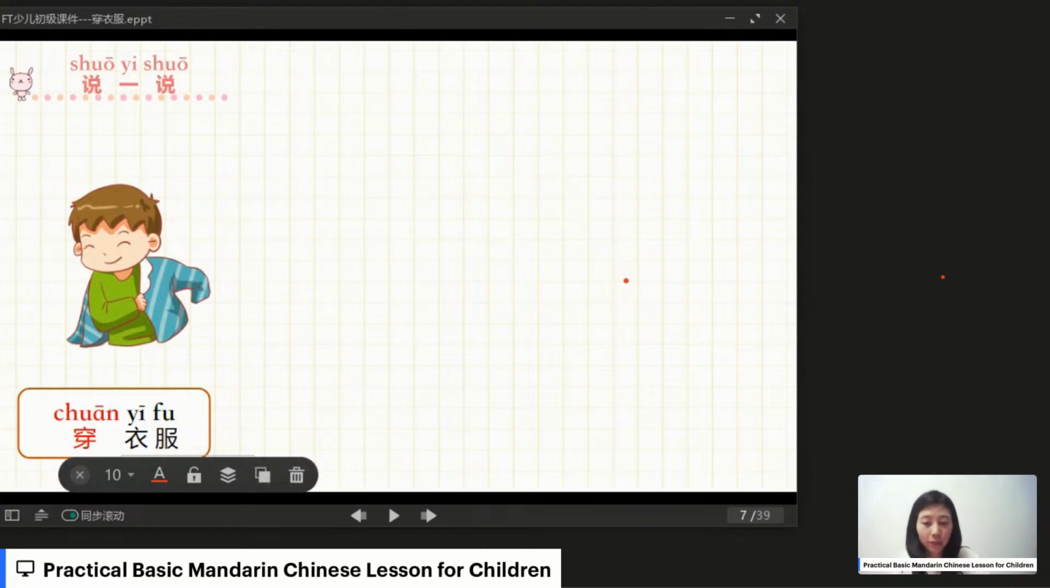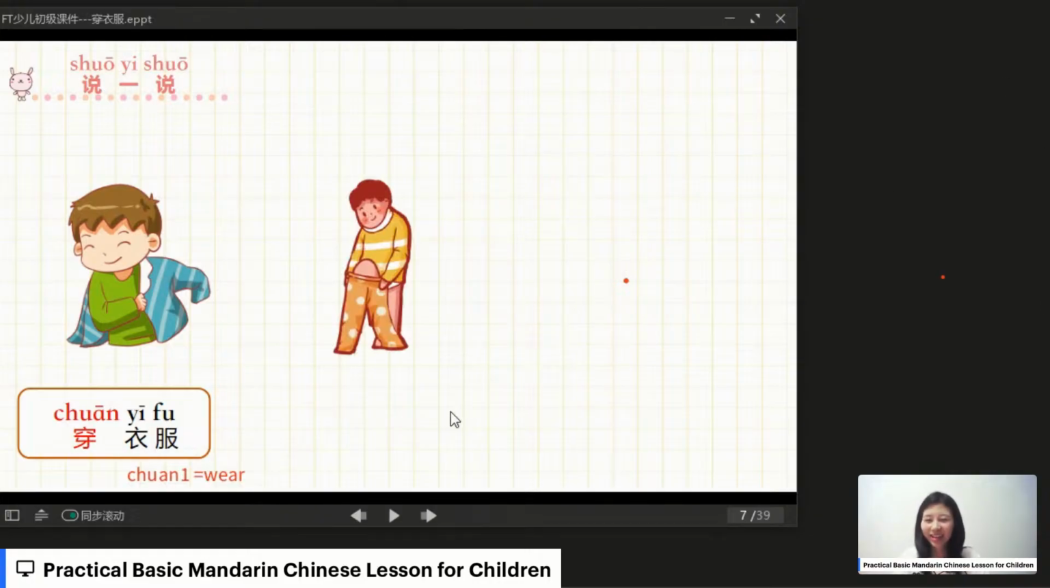Just remember, memorize this word. It's very important. 穿, so 穿衣服, wear clothes. The next one, from the picture we already know, this girl is wearing pants, right? The pants we just learned before, that would be 裤子. So we're going to wear pants.